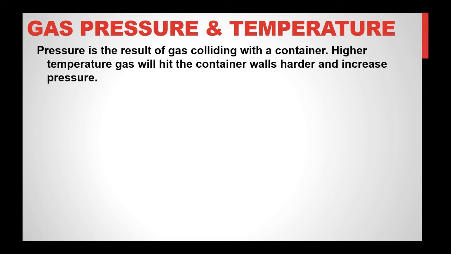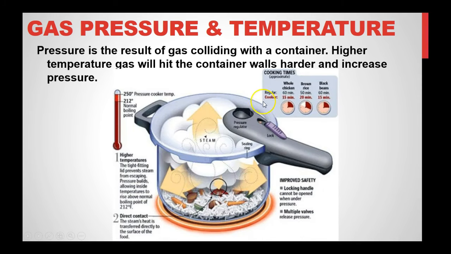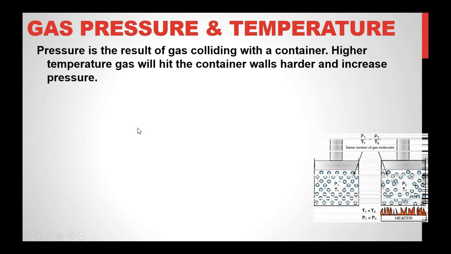Now let's look at the last part here, gas pressure and temperature. Pressure is the result of gas colliding with a container. Remember, those particles are hitting the sides. A higher temperature gas will hit the container walls harder and increase the pressure. This is the whole idea of what happens with a pressure cooker. It's sealed so nothing can escape. You increase the temperature, the pressure is going to go up drastically.